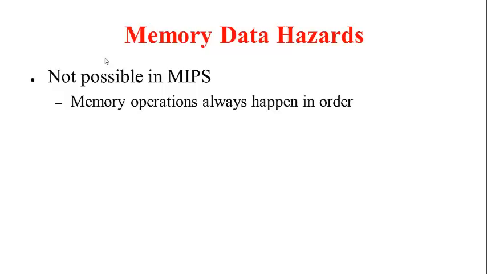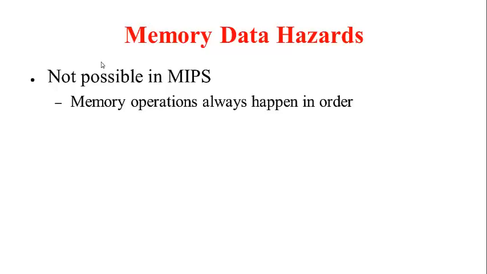Well, in the case of the MIPS architecture, such data hazards are not possible. Memory data hazards are not possible. This is because the way the pipeline stages are organized, the memory operations always happen in the fourth stage. That is, data memory operations happen only in the fourth stage and the instruction memory is anyway read only.